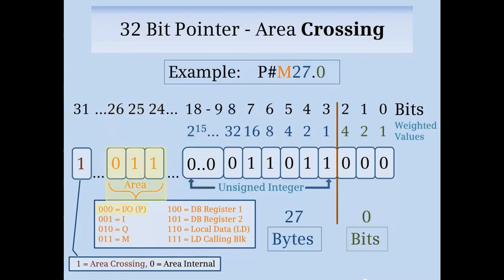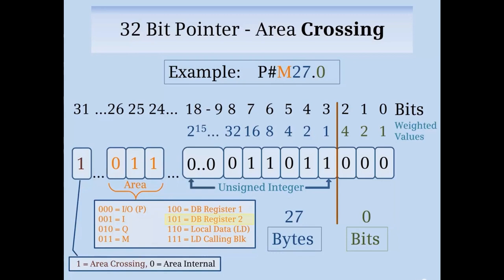If the bit pattern is 000, the area is peripheral input or output. If the bit pattern is 001, the area is input. If the bit pattern is 010, the area is output. 011 is bit memory, as in the example here. 100 is the data block area in DB register 1, which is a global DB.